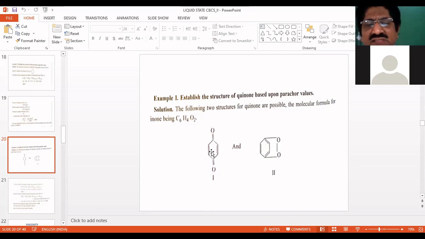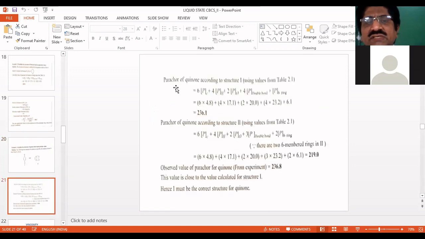Now, if you just take the first structure, it is having the ketonic group, carbon double bond group, that's ketonic, 2 ketonic groups, 2 double bonds, and 1 six-membered ring. And how many carbons? It is having 6 carbon, 4 hydrogen and 2 oxygen. Now let's see the parachor for the quinone according to structure 1. It is calculated and you can see that the value is 236.1.